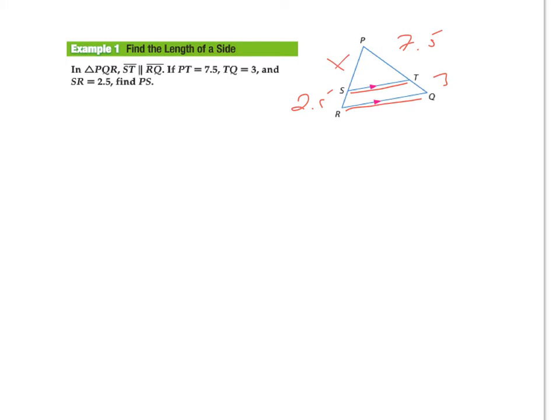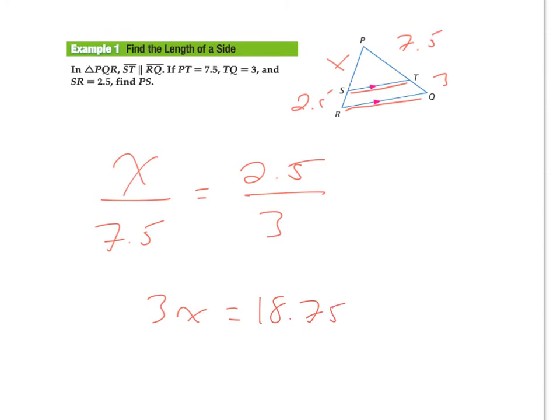So I now know that X is to 7.5 as 2.5 is to 3. So we're going to cross multiply. I'm going to get 3x is equal to 2.5 times 7.5. 7.5 times 2.5 is 18.75. And I'm going to divide both sides by 3 now. And x is equal to 6.25.